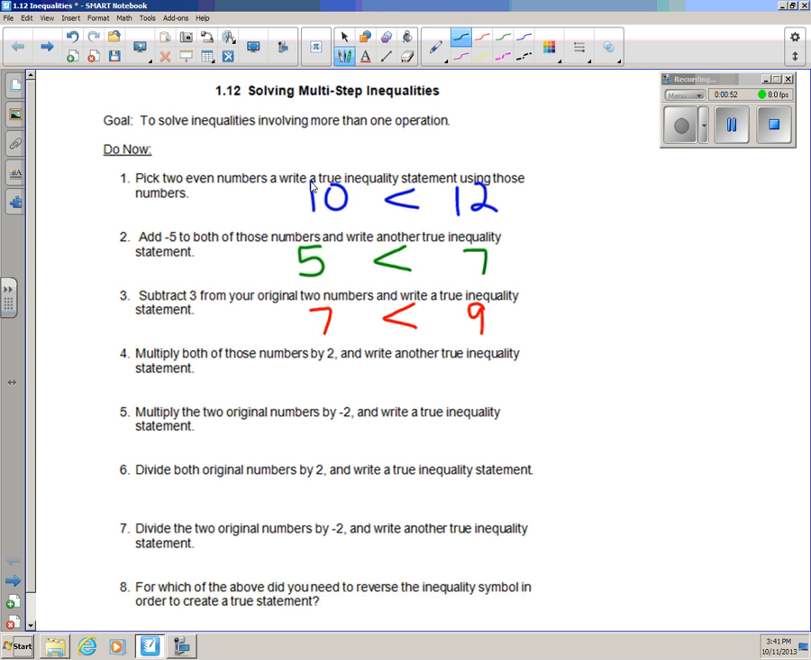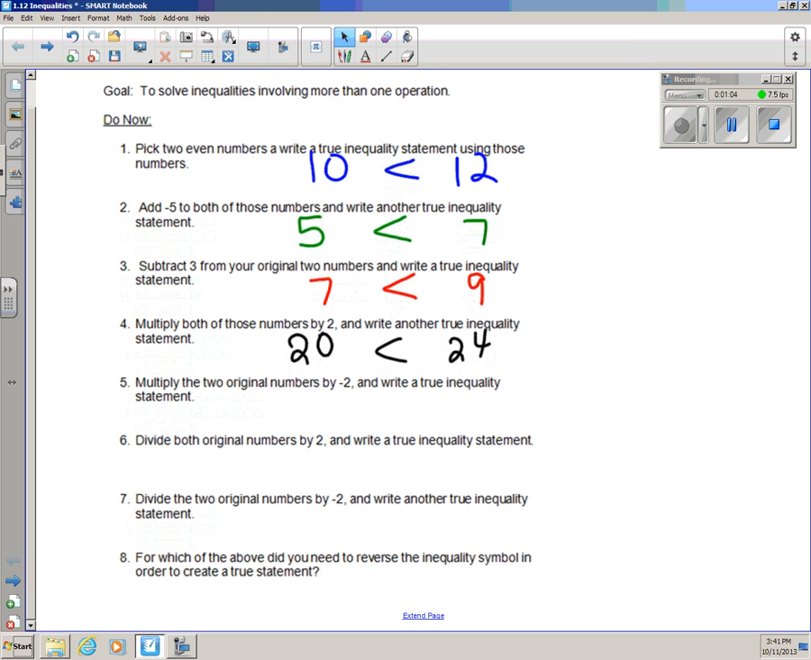Go back to the original and multiply both numbers by 2. 10 times 2 is 20, 12 times 2 is 24, and 20 is less than 24. Let's go back to those original numbers and multiply both by -2. I get -20 and -24. But here is the first case where -20 is closer to 0 than -24, so -20 is greater than -24. So I changed the inequality symbol to make it true.